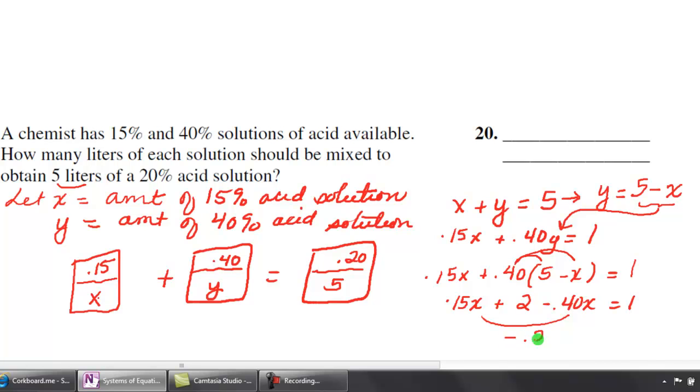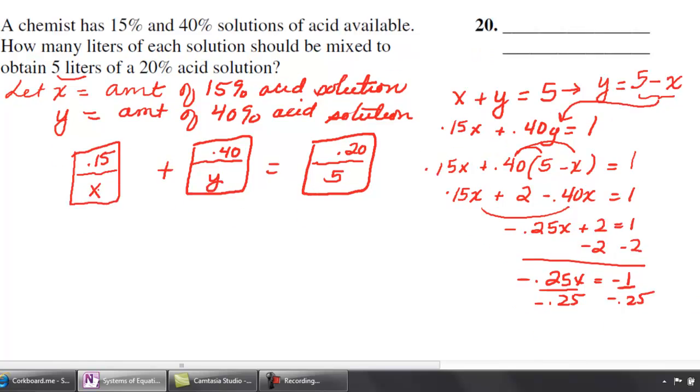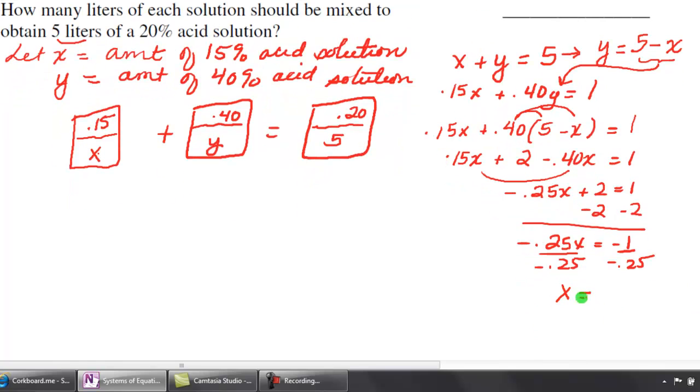So we get negative 0.25x plus 2 equals 1. Subtracting 2 from both sides so that we can isolate the x. Now we get negative 0.25x equals negative 1. And now we need to divide by this negative 0.25 so that we can isolate x. Use your calculator for this one, and x is equal to 4 liters.